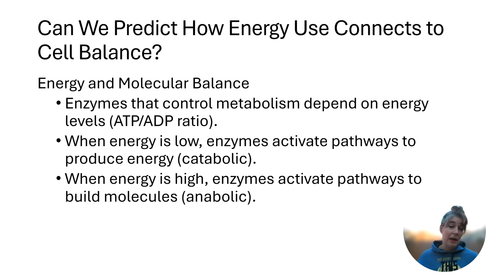Enzymes that control metabolism depend on energy levels, our ATP and ADP ratio. When energy is low, enzymes activate pathways to produce more, so that's catabolic. And when energy is high, enzymes activate pathways to build molecules, anabolic. So your enzymes are trying to be efficient and use what you have at the right times. It's time sensitive. There are some time delays.